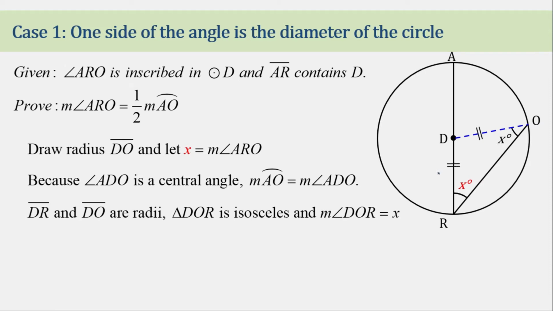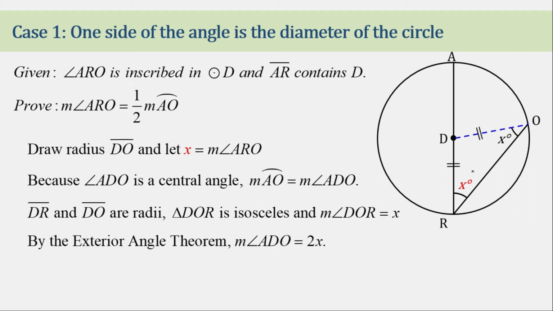And now that DRO is an isosceles triangle, meaning two angles of this triangle are also congruent. So if the measure of this is x, therefore the measure of this is x as well. That's the definition of an isosceles triangle.